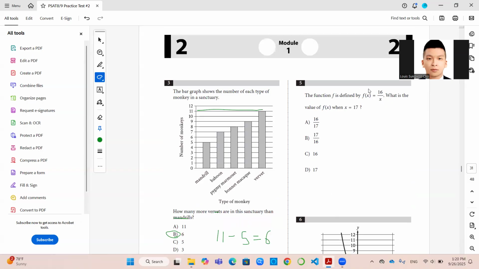Function f is defined by f of x is equal to 16 over x. What is the value of f of x when x is 17? Just plug it inside here, so it's 16 over 17. So A is the correct answer.